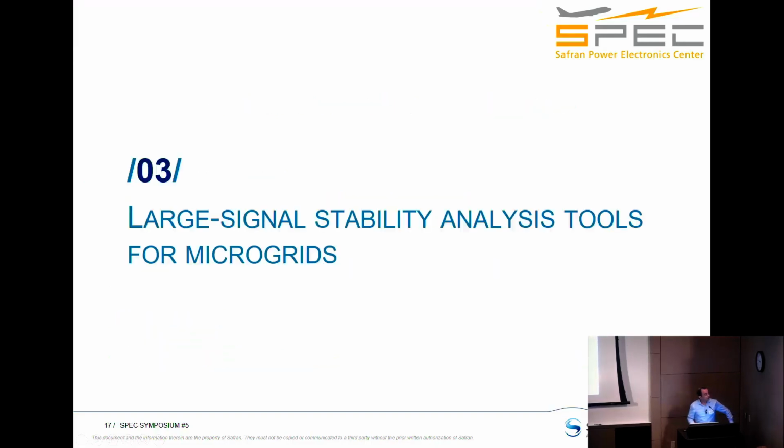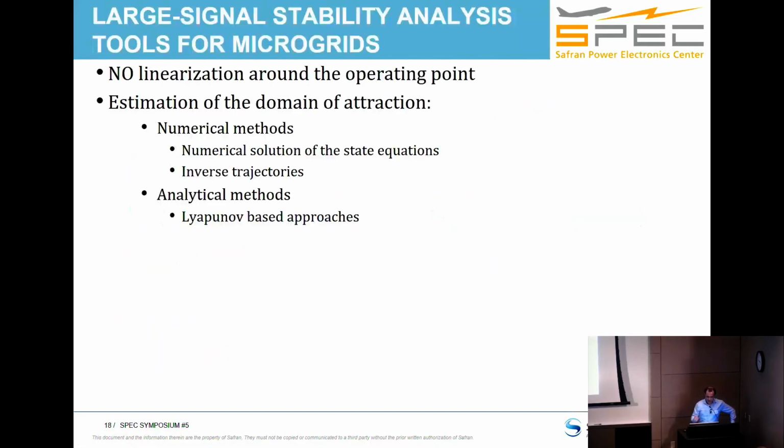Now, let's go to large signal stability analysis. First, you don't need to linearize around the operating point. To estimate the domain of attraction, as I mentioned, you have numerical methods or analytical methods. The analytical methods are mainly based on the Lyapunov theorem. For numerical methods, the most frequently used are the numerical solution of the state equation and inverse trajectories.